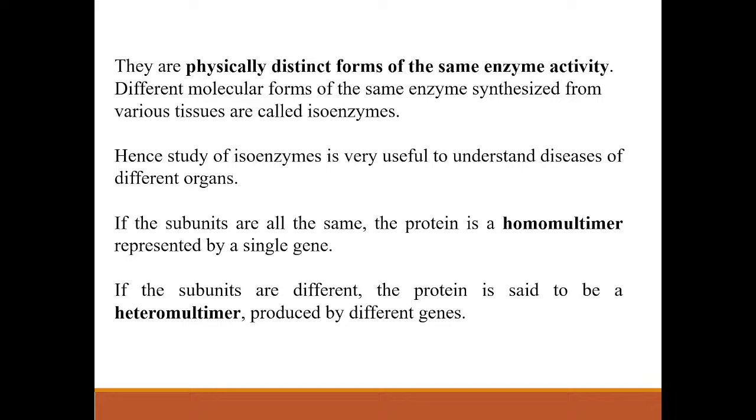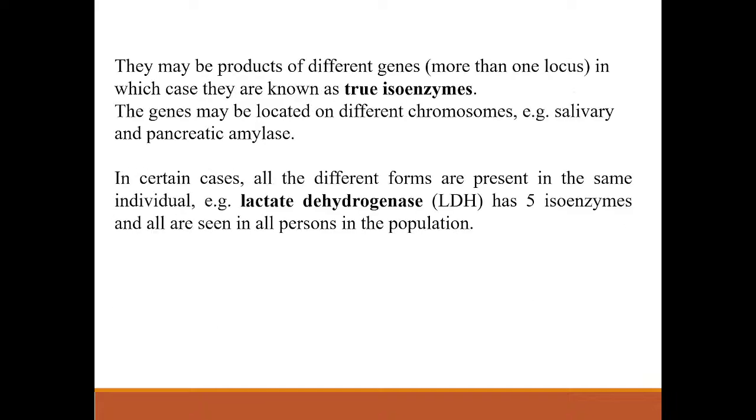When the subunits are the same, it is called a homomultimer, and when they are different, it is a heteromultimer. So, different enzymes, structurally the same or structurally different, and their functions are very relevant in the study of isoenzymes. Also, if you see the genetic aspect, it may be the product of different genes, that is more than one locus, which is known as the true isoenzymes.